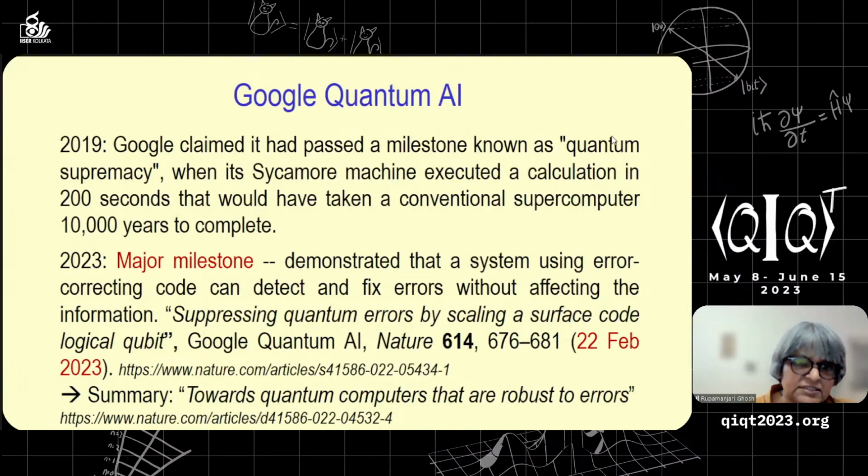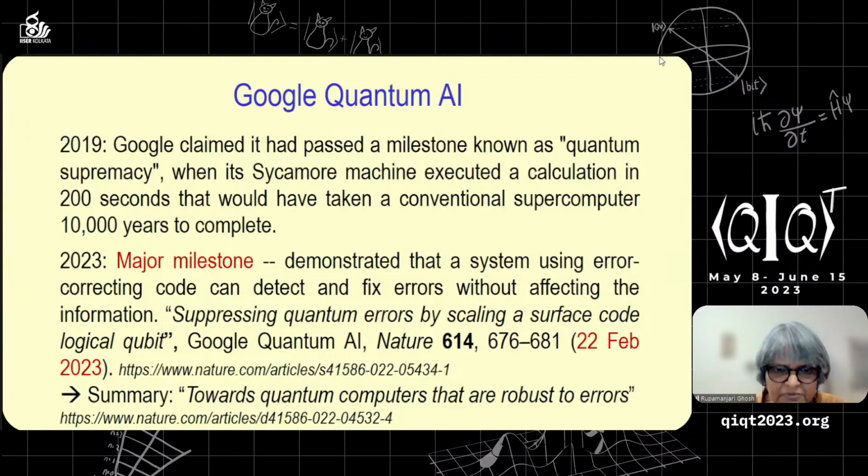And in 2019, Google claimed it had passed a milestone known as quantum supremacy when its Sycamore machine executed a calculation in 200 seconds that would have taken a conventional supercomputer 10,000 years to complete. Anyway, that's history. This year, fresh from the oven, in February, there was a Nature paper.